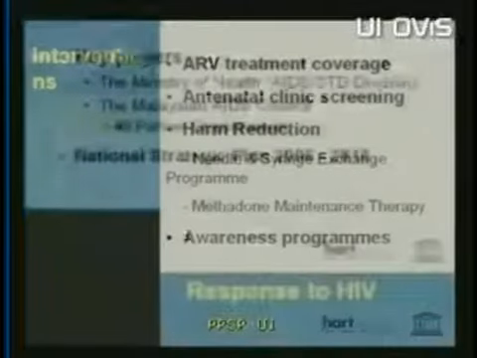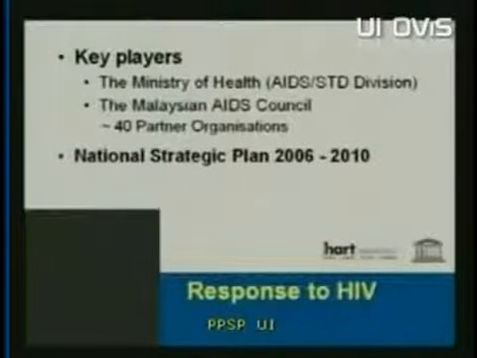Okay, key players, next slide please. Key players in HIV intervention in Malaysia would be the Ministry of Health, the AIDS and STD Division, and the Malaysian AIDS Council. The AIDS Council in Malaysia works very much like the Philippines PNAC just now, and it is a council that manages 40 partner organizations scattered throughout the country.